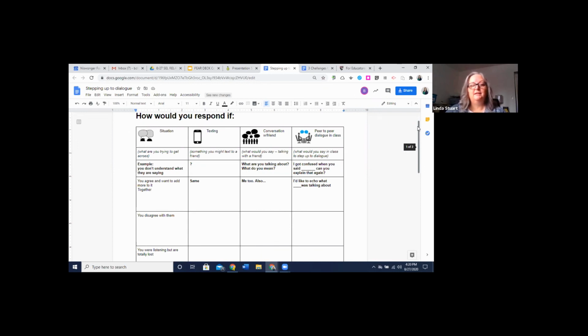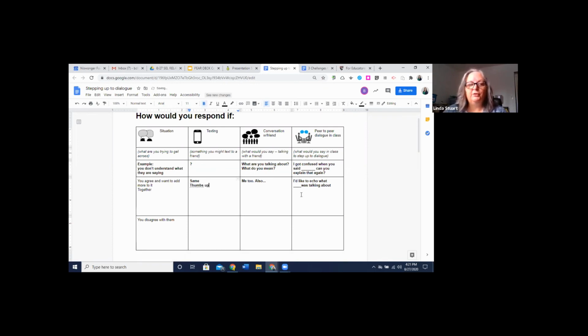So it just gives a way for students to safely speak out, in texting with a friend or with peers. And it just sets norms for the class of how you want things to go or to be done. The next one was you agree and want to add more to it. So in texting, you might just say, feel the same, or maybe even a thumbs up. In a conversation, you might say, me too, or also, and add a little bit more to it. And if you're talking with your peers, I'd like to echo what whoever was talking about.